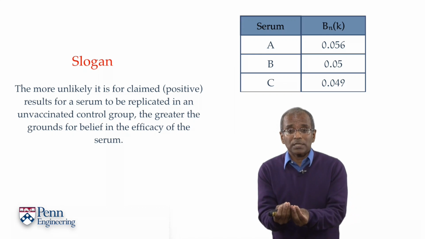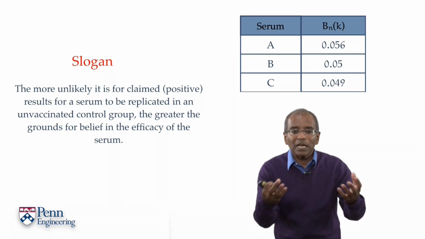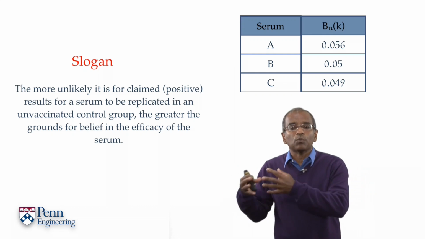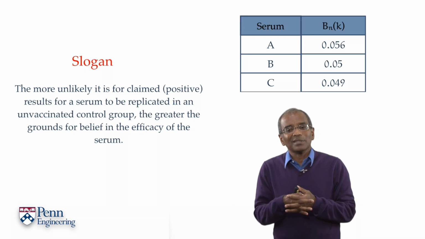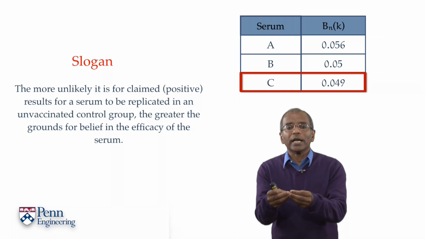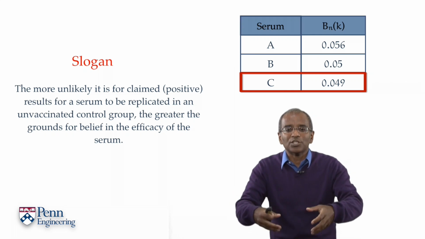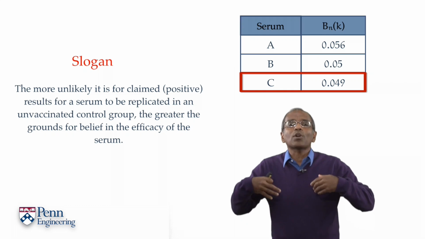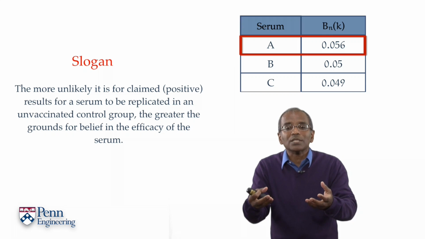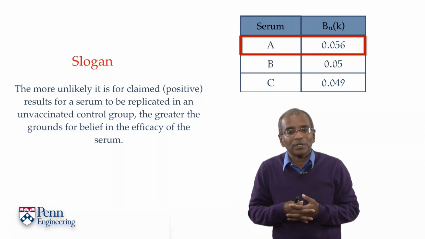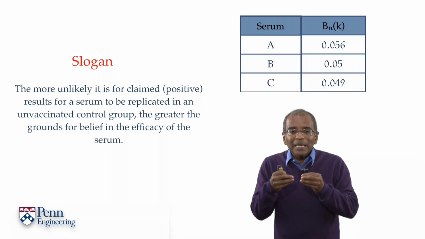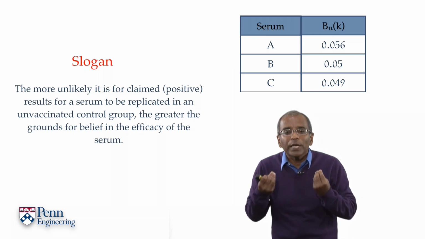The smaller the chance that we can replicate what is observed in an unvaccinated control group, the more the evidence in favor of the serum working. Based on this argument, we would say that serum C, which has a 0.049 chance of getting its results replicated in the general population, is superior to, and there's more evidence in its favor, than serum A, which has got a 0.056 chance of having its results replicated in the general population. Of course, these numbers are so small that they don't practically make any difference. But the principle is telling us something about how to implement strategy.